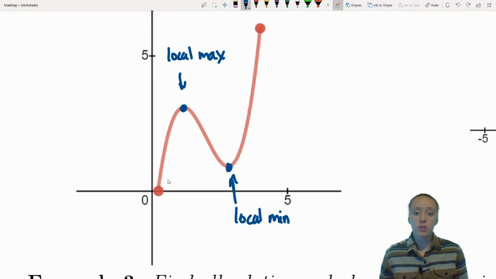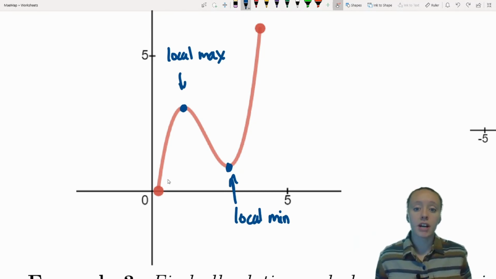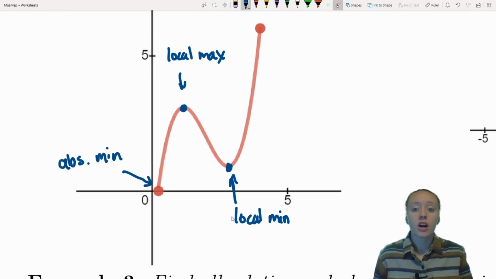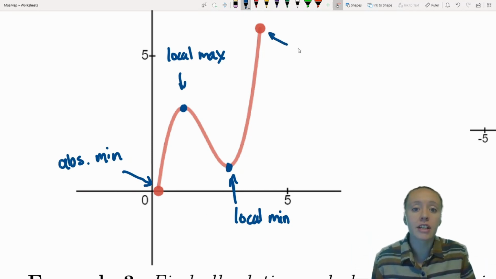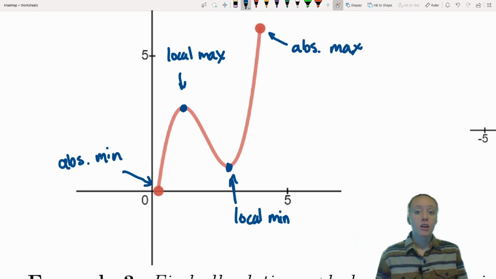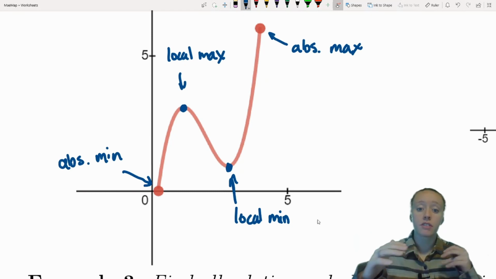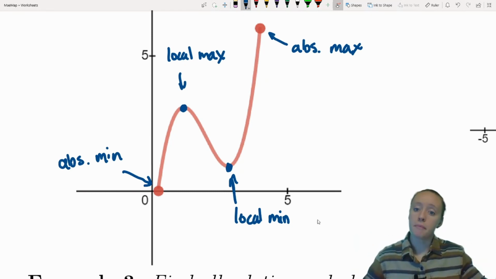Now let's talk about absolute. And in this case, I'll be able to find an absolute minimum and an absolute maximum. A point on my function that is smaller than any other function value is this right here. That is my absolute minimum. And a point that is greater than any other point on my function is up here at this other endpoint. That is my absolute maximum. So in this case, I had one local max, one local min, one absolute max, and one absolute minimum. So a relative min and max, and a global max and min.